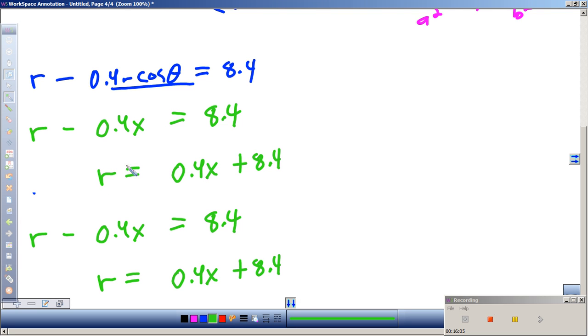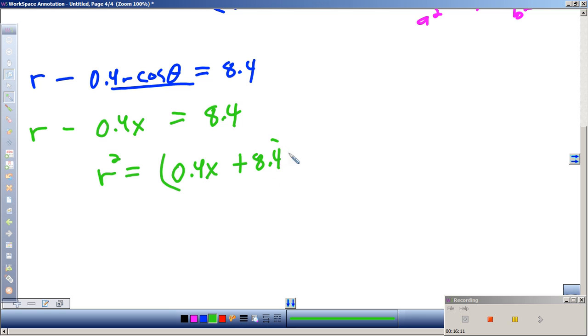Okay, square both sides. Why might we want to do that? The r squared equals 0.16 x squared. What's the middle term? Multiplying by r would be the same thing, but we'd get another r hanging out over here. What's going to be the middle term and the last term?